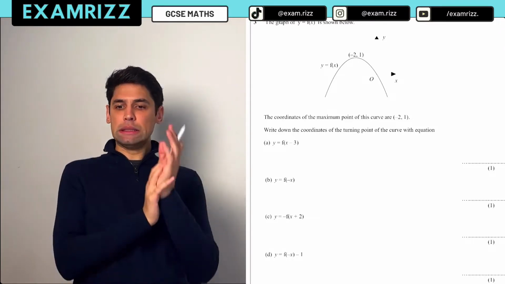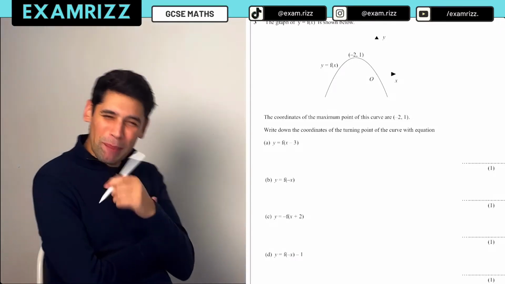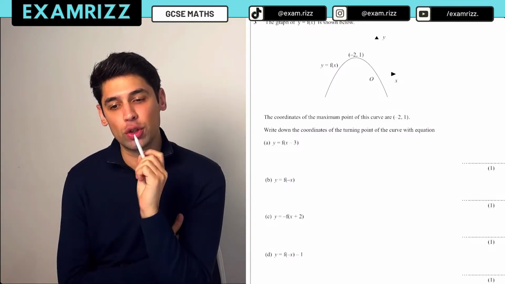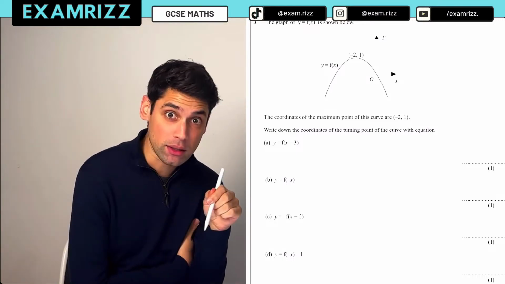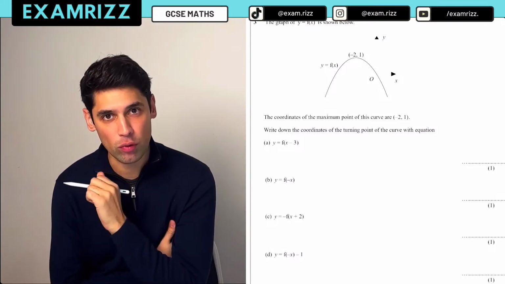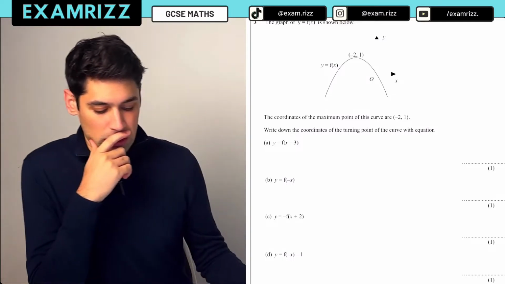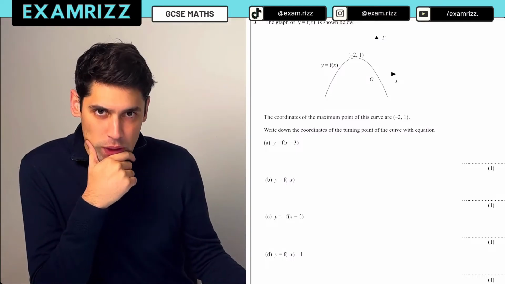Right, we've got another one here. I'm going to give you guys a few seconds. Have a look through it. See if you can think of the answer yourself. Then when I write down the answer, you can give yourself a little pat on the back if you got it right. Give yourself a little slap on the face if you got it wrong. Have a think. What have we learned so far?